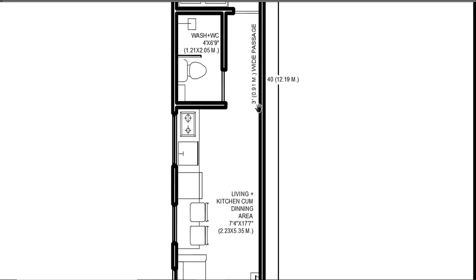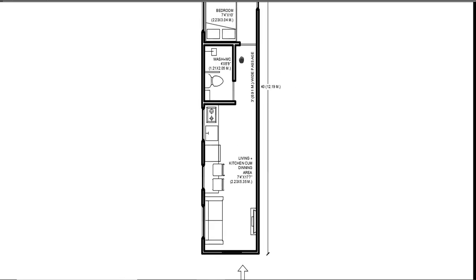So on the right side we have 3 feet wide passage here, and on the left side we have common use washroom plus water closet. You can see here the wash basin, water closet and the shower area, and we have a ventilator for ventilation of this washroom. If we go inside, so we have bedroom here.